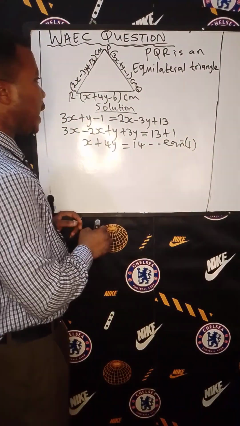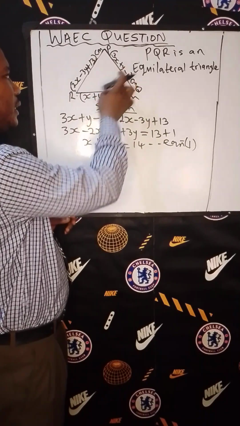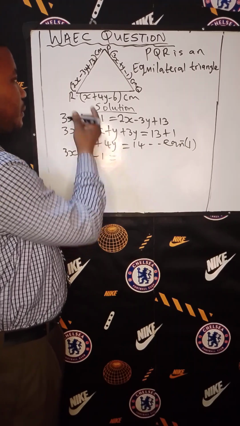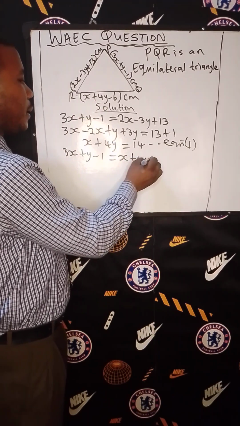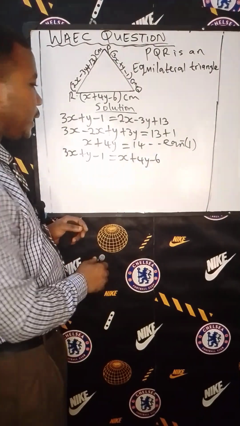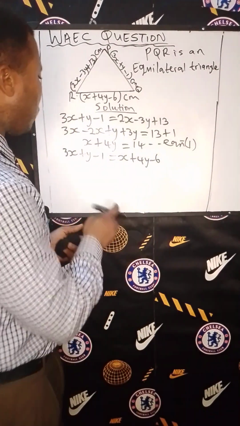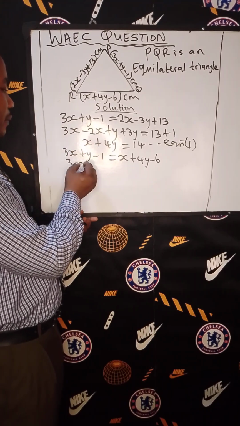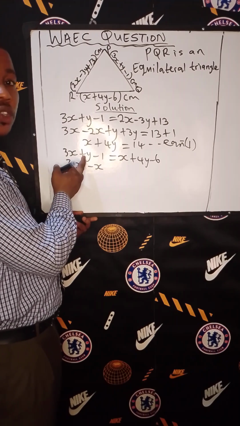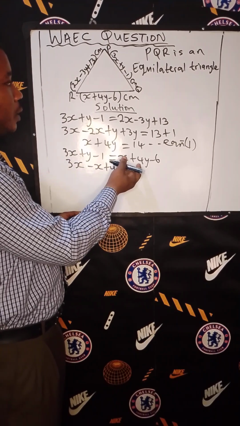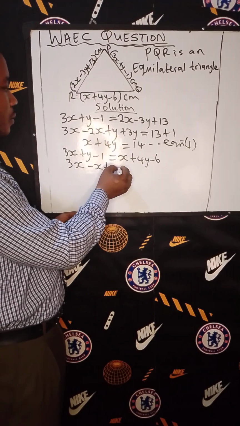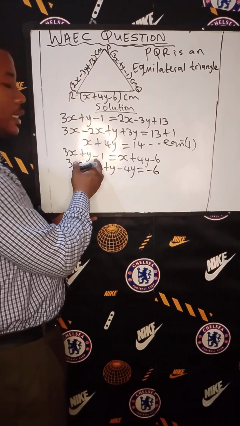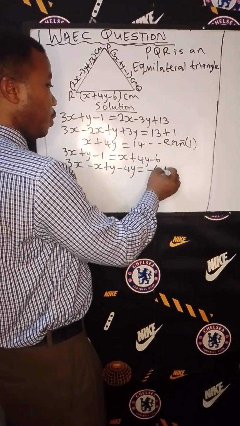Okay, good. Then let's also do the same thing here, this and this. So 3x plus y minus 1 is the same thing as this, x plus 4y minus 6. Okay, so in this case we also collect like terms. So here will now be 3x. By the time this x crosses this side, it becomes minus x. Then remember we have plus y here. By the time this 4y crosses to this side, it becomes minus 4y is equal to, here we have minus 6. The minus 1 will cross that side, it becomes plus 1.